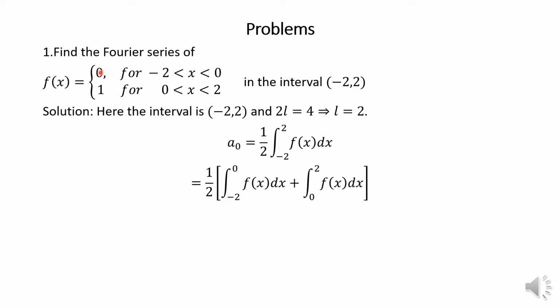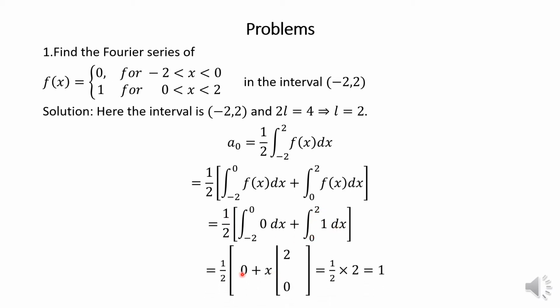Now in the interval minus 2 to 0, the functional value is 0. It is given that in minus 2 to 0 the function is defined to be 0, and in 0 to 2 the function is defined to be 1. Substitute the corresponding values of the function defined in the respective intervals. So 1 by 2 times integral minus 2 to 0, in this interval the functional value is 0, plus integral 0 to 2 of f of x, which in this interval is 1, into dx. Anyhow, this first value goes off because the functional value is 0.